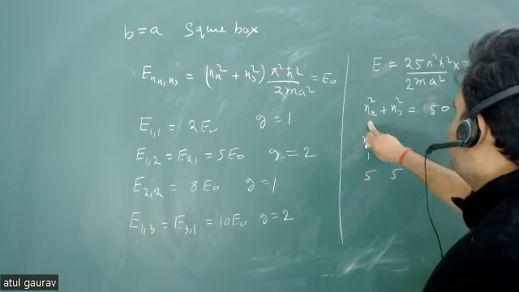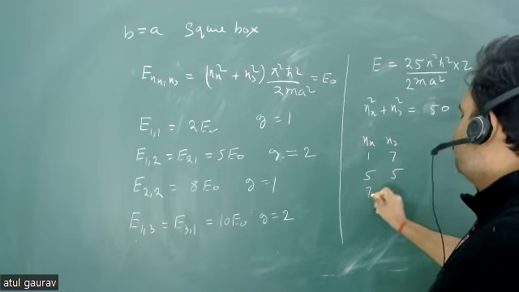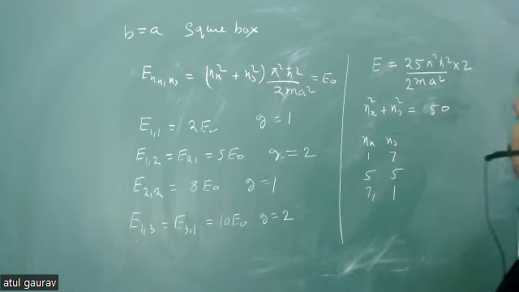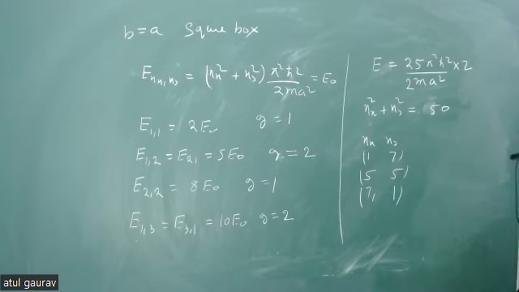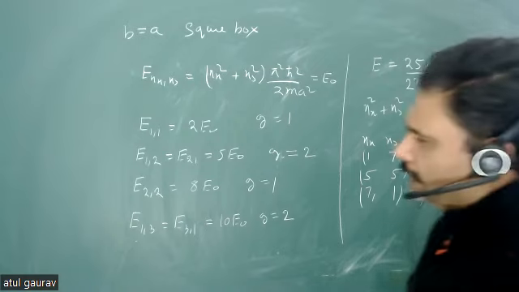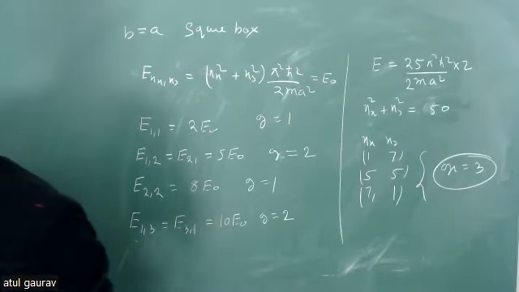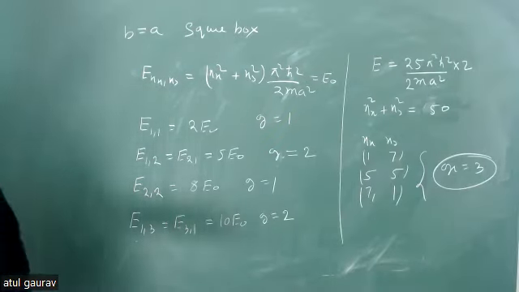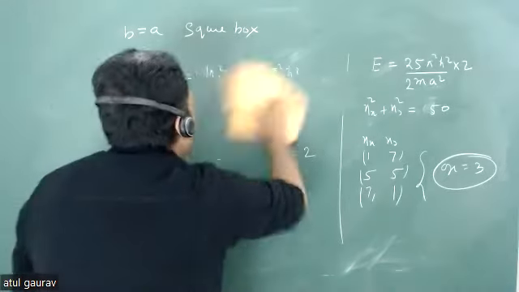nx cannot be 6, isn't it? The next level is what? 7 and 1. So, how many different sets of nx and ny can be created here? 3 sets. So, what is degeneracy? 3. Triply degenerate in this case. You have triply degenerate. Is this clear? Okay. Let's try to go for one more problem.